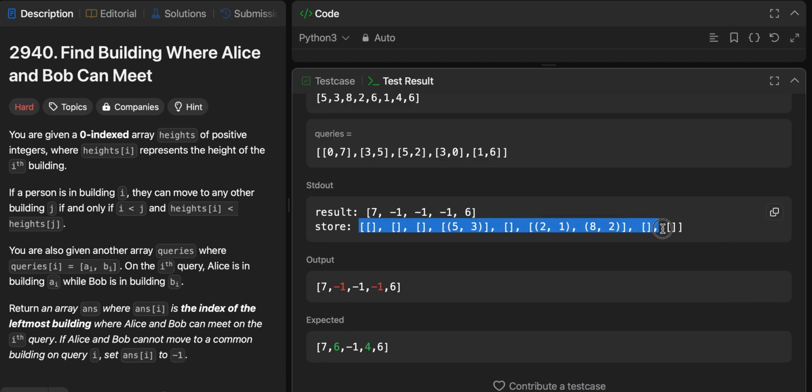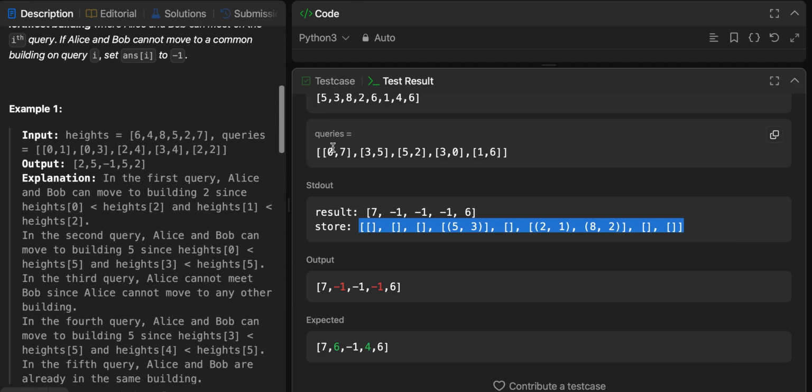Now, what does this store represent? This store is where we need to start looking for answers. So if you look at the second example, notice no queries ended at index 0, so we wouldn't look here. There's no queries that ended at building 1, so there's nothing here. There's no queries that ended at index 2. So the lowest one we have, I think, is here, 3 and 0. So 0, 1, 2, 3. And yes, so 3 and 0. So we have a value here.